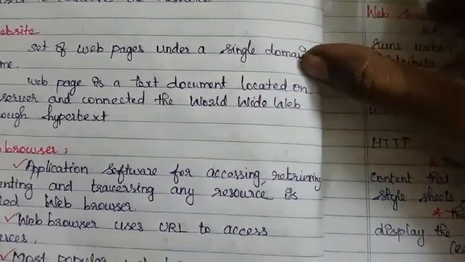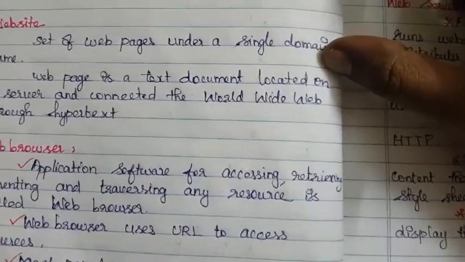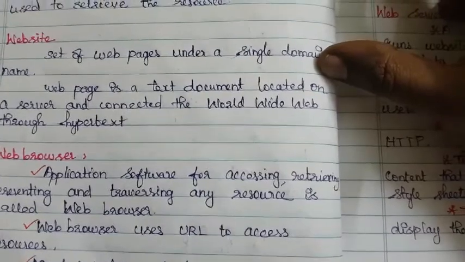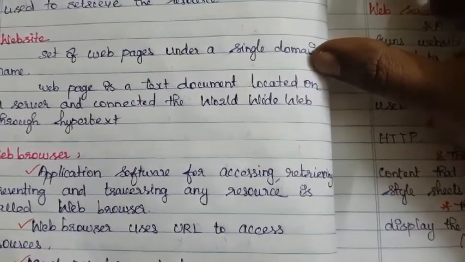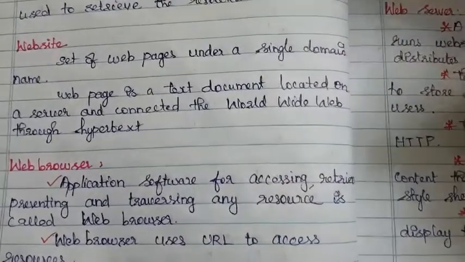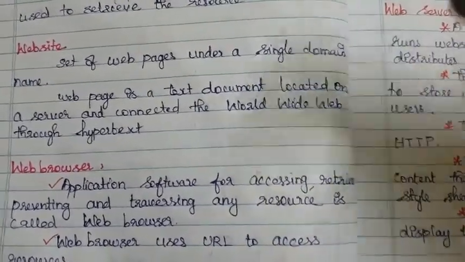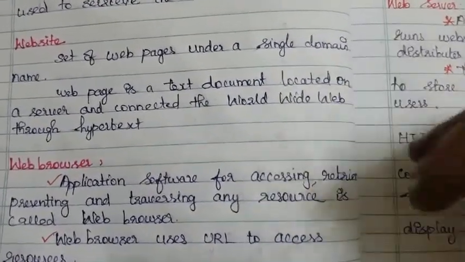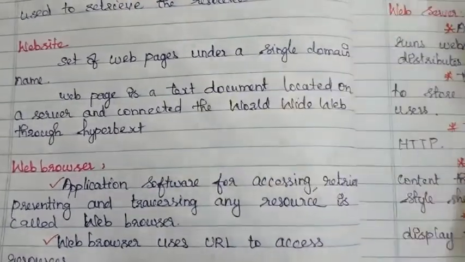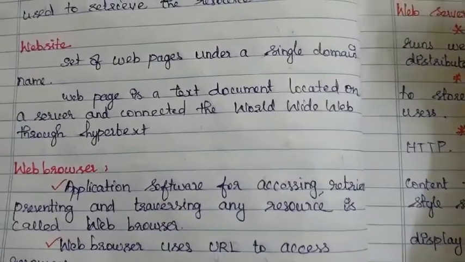A web page is a text document located on a server and connected to the World Wide Web through hypertext. And the computer network can be a LAN, MAN, WAN, PAN, like that. If any LAN is connected to the www, it is called an intranet.